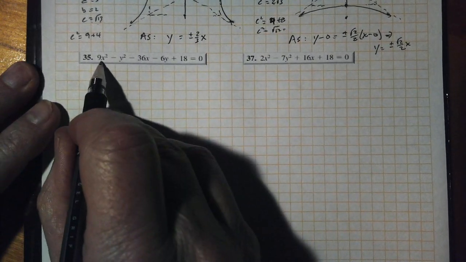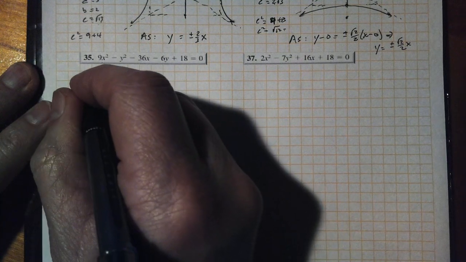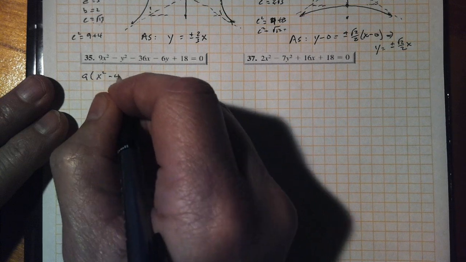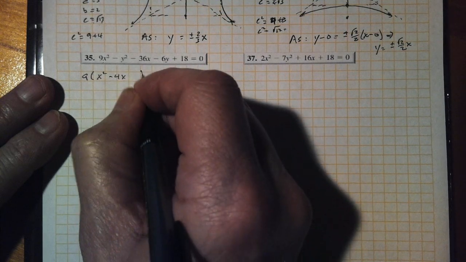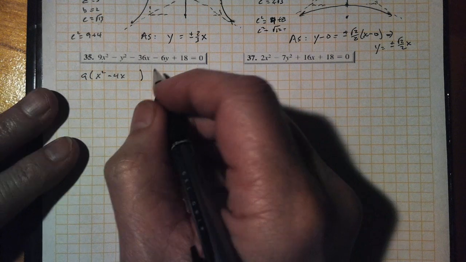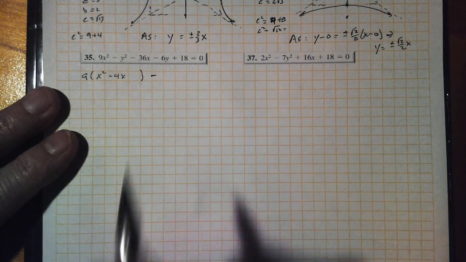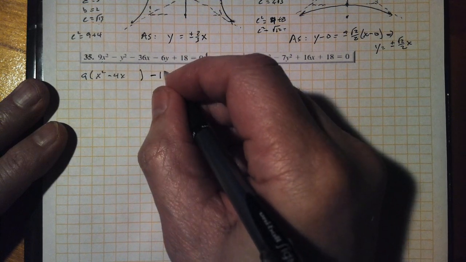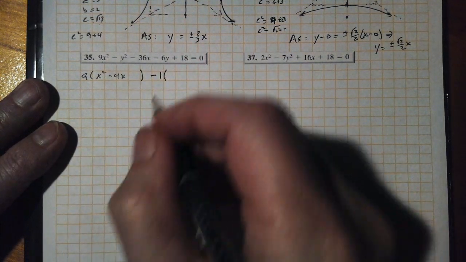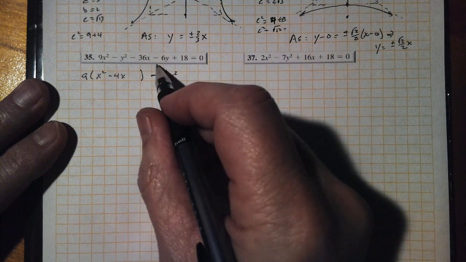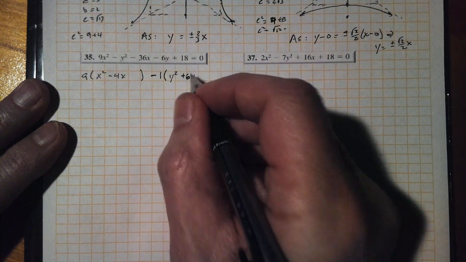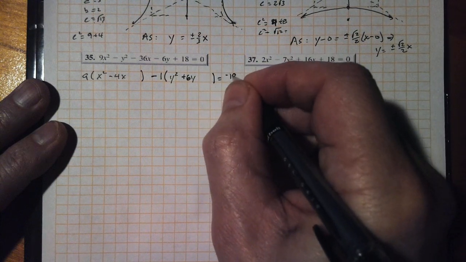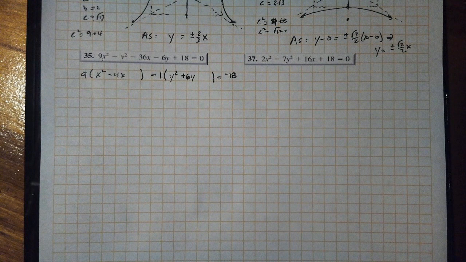I'm going to group my x's. I'm going to factor out 9. I'm going to leave a blank. And then I'm going to go minus. I'm going to factor out a -1 here. I'm going to even put the -1 there. Minus 1 times y squared, common mistake, plus 6y. Leave a blank, equals -18.